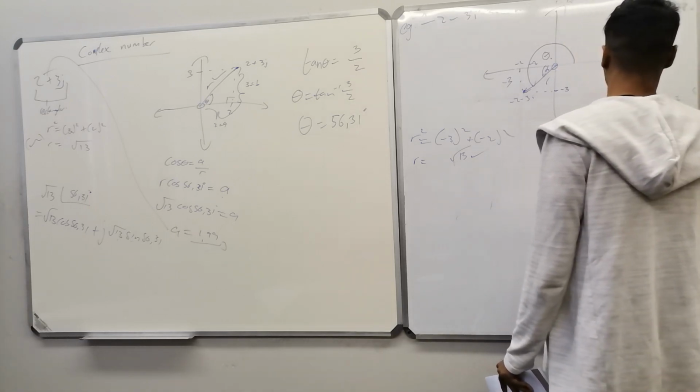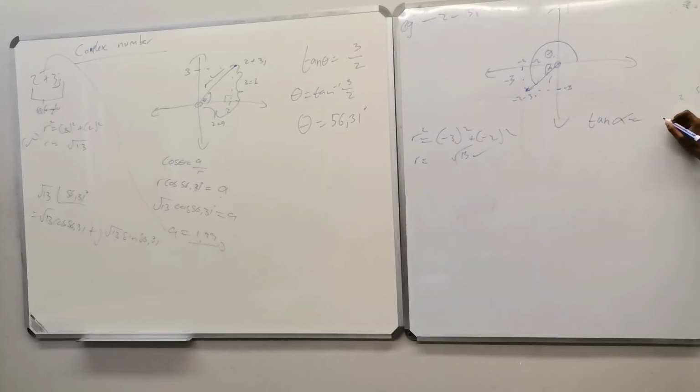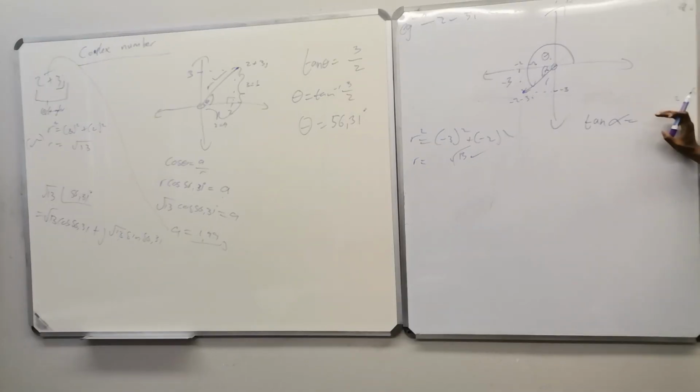Perfect. Call it angle 1 and angle 2. No, this is alpha. Alpha, beta, but we use alpha to be consistent. Alright. What's our tan alpha? It's opposite, 3 over 2. Minus 3 over 2. Yeah, 3 over 2. Cancel the minus. Give me a tan inverse of 3 over 2.